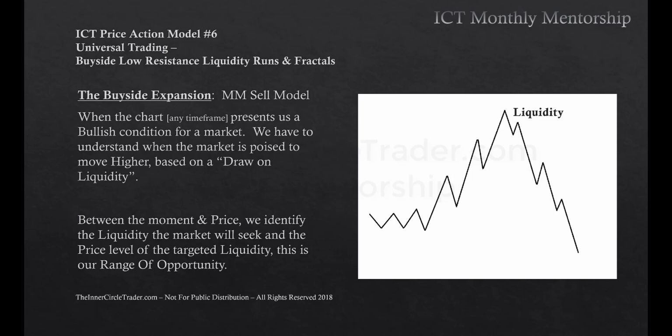So when the chart, again, this is any time frame, presents us a bullish condition for a market, we have to understand when the market is poised to move higher based on a draw on liquidity. Between the moment and price, we identify the liquidity the market will seek and the price level of the targeted liquidity. This is our range of opportunity.